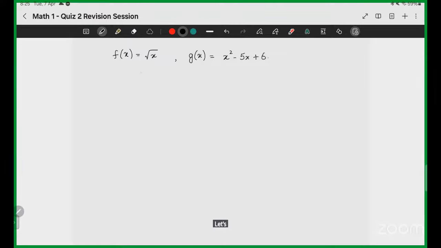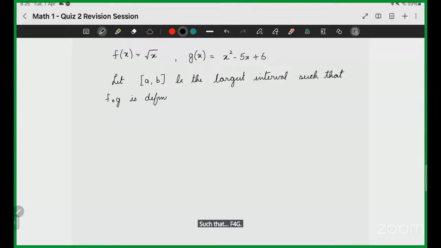Let's say let (a, b) be the largest interval such that f of g is defined on (a, b). Find b minus a.